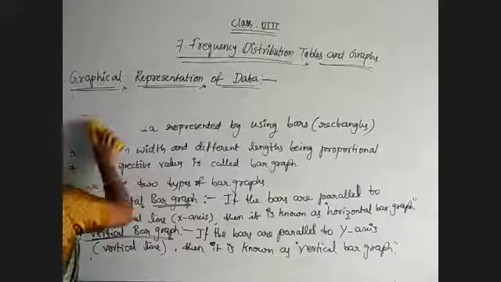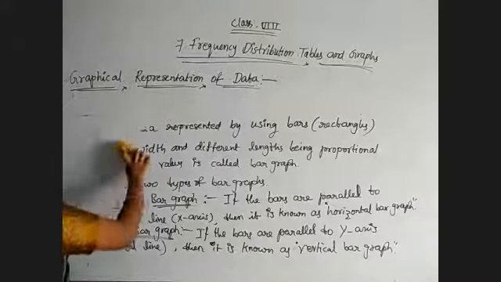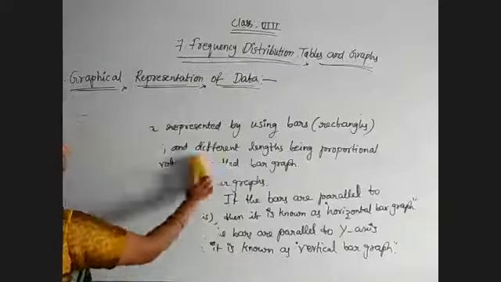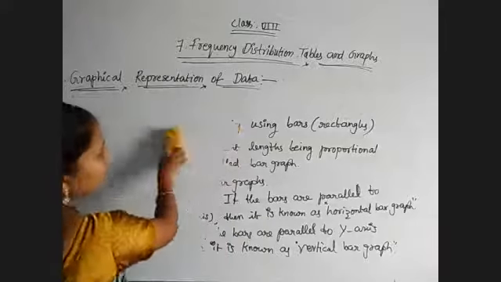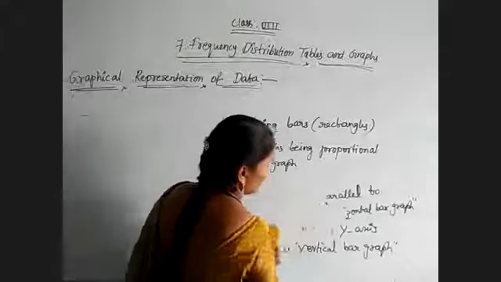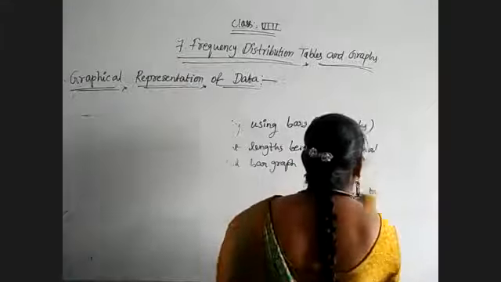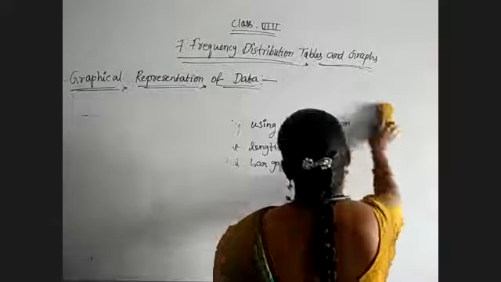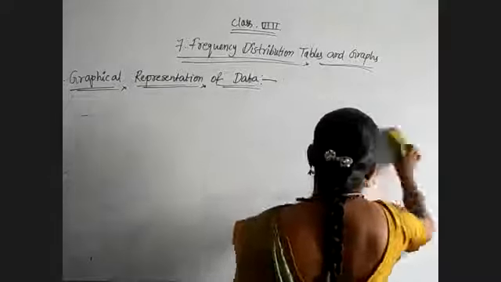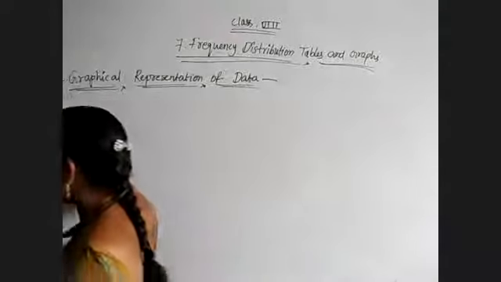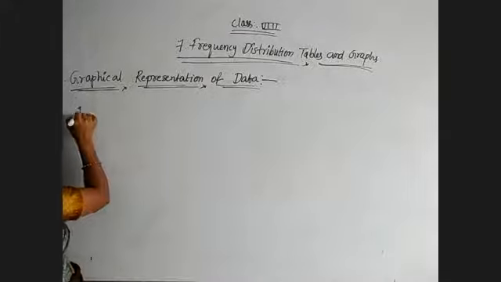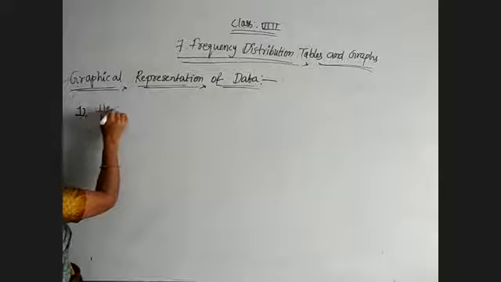So till now we have represented data for ungrouped data only, by using bar graphs. Only for ungrouped data we have represented by using graphs. But what about grouped data? So here, to represent the grouped data graphically, the first one is histograms.